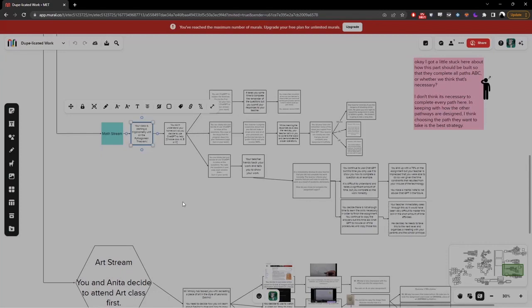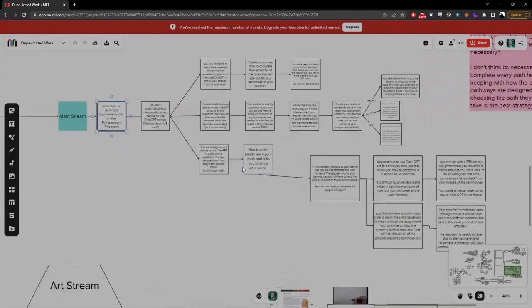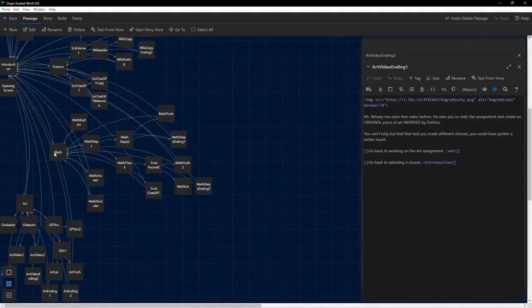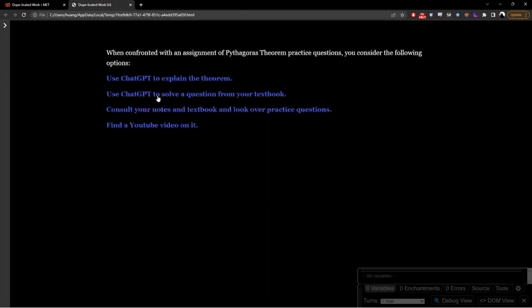this doesn't reflect what ChatGPT actually does. So here in the math pathway, we thought that if we get ChatGPT to explain something, we will be able to understand it, or if we get it to solve practice questions, we will be able to get the right answers. As we modified our math pathway, this wasn't the case.